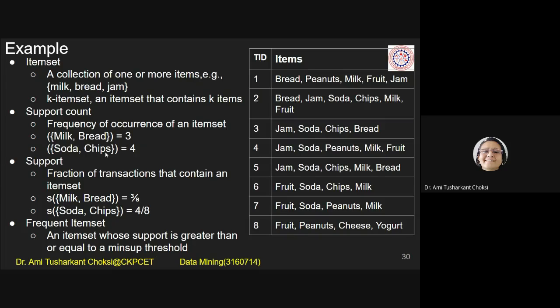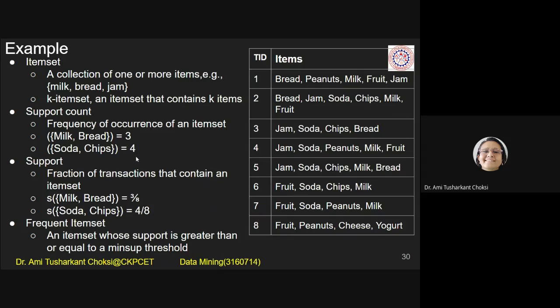Now soda and chips. Soda here, not. Soda and chips, yes, one it is available. Soda and chips, second time it is available. Soda is there, but yes, soda and chips, three times it is available. For the sixth transaction, yes, soda and chips, so four times it is available. For the seventh, no, it is not there. For the eighth, it is not there. So the support count of soda and chips is equal to 4.